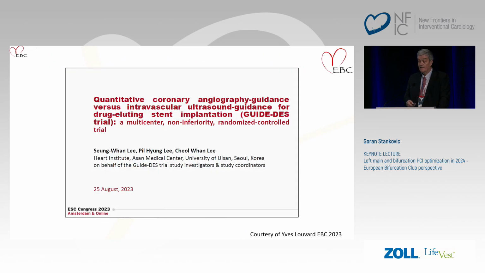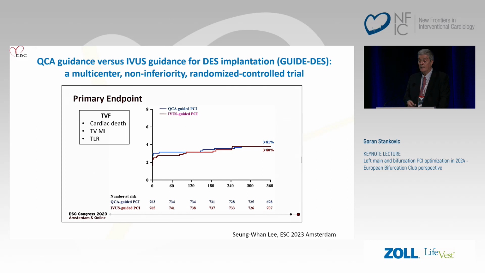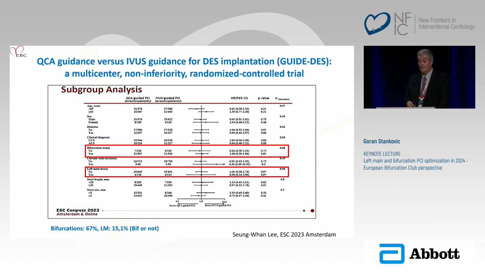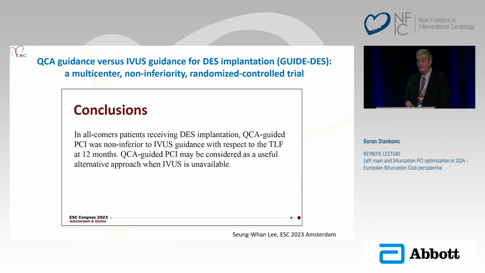And this study is extremely important because in GUIDE-DES, QCA guidance versus IVUS guidance did not show any difference at 1 year in the composite of cardiac death, target vessel MI, and TLR. And if we look at the bifurcation subset and left main subset, it is the same. So the authors concluded that for all-comers with DES, QCA guidance is non-inferior compared to IVUS image guidance.